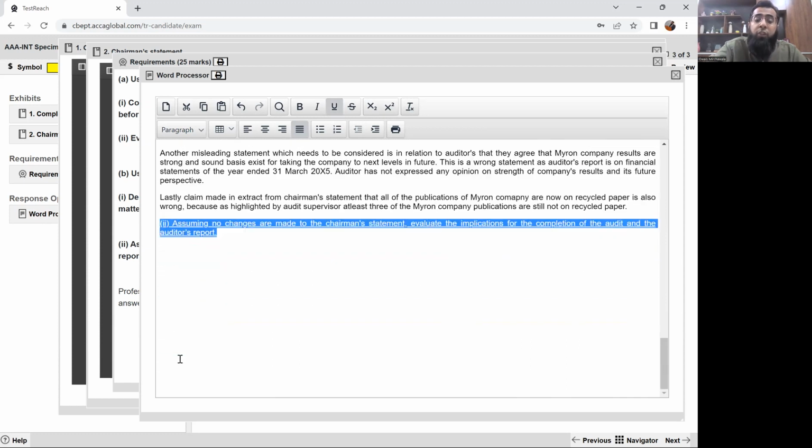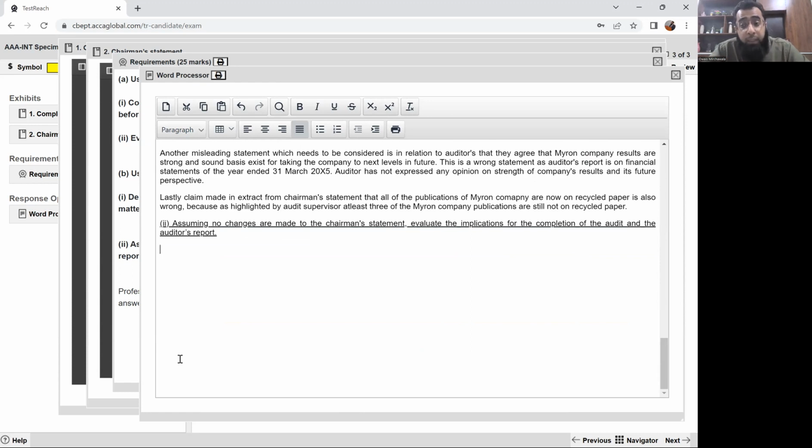Here you need to make sure that obviously the auditor's opinion will not be impacted, but he will refer to these issues in the other information paragraph included in the auditor's report, that there is a material inconsistency and there are misstatements in the other information. The purpose of highlighting these issues in the other information paragraph is so that it does not confuse the users of the financial statements. Now let's draft this answer. It's the last 5 marks requirement.